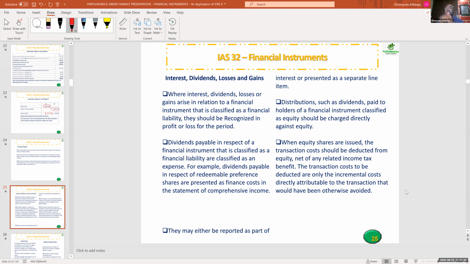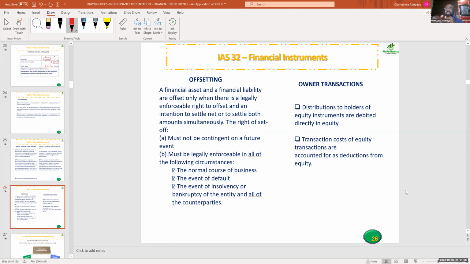Also, we said financial instruments create financial assets and liabilities on the other side, or equity instruments. At every point in time, you see that entities always have financial assets and equally have financial liabilities. Now, in the financial statement, we are saying that you cannot offset a financial asset the company has on one side with the financial liability it has on the other side.